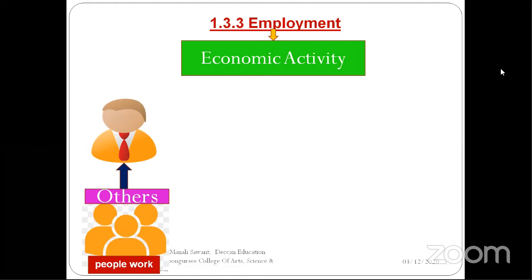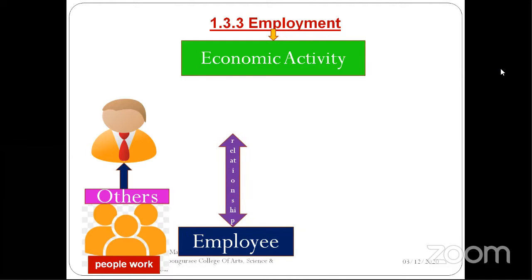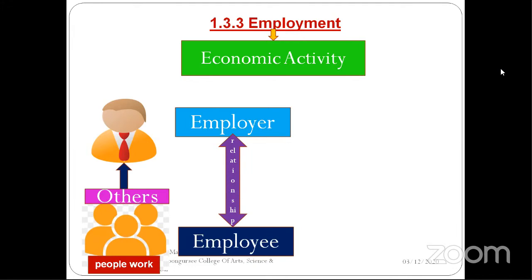Now what do we call them? The persons who are working for others are called employees. The person who is working for others is called an employee. And there is a relationship between employee and employer. The person who gives the job, or on whose behalf the job is done, is called the employer. Okay, so in the picture we see the people who are working for others, and therefore there is a relation maintained between these two parties. One is called employee and the other is called employer.